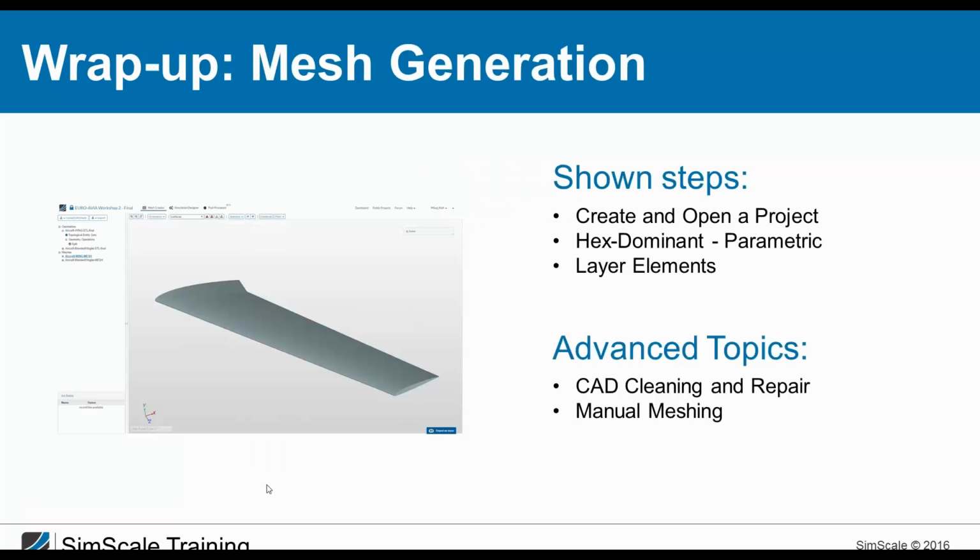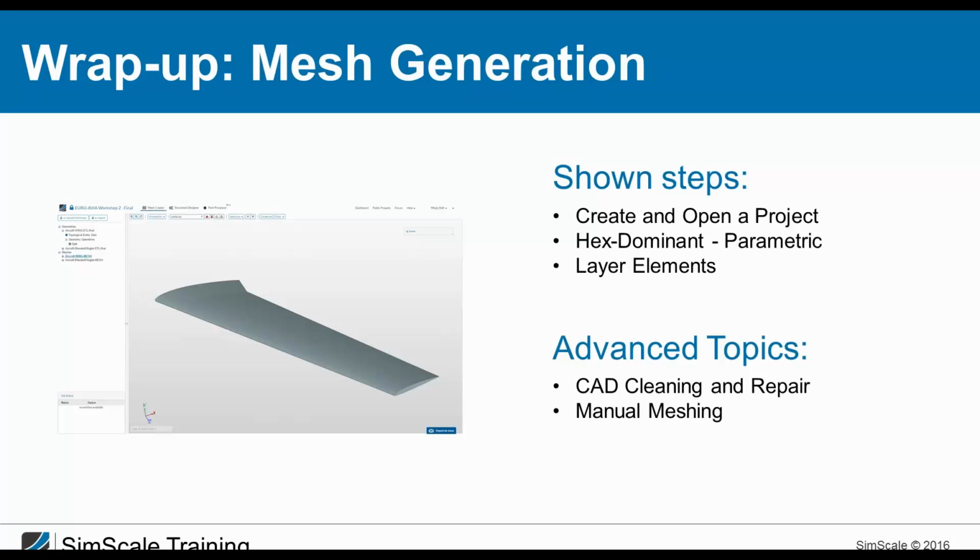Let's do a quick wrap-up. I showed you how to create or open a project and how you can theoretically import your own geometries. We talked about hex-dominant parametric meshing, which means we talked about the theory, why we need meshing, and how snappyHexMesh works, and we talked about layer elements, which are very important to resolve the high velocity gradients near the wall properly.